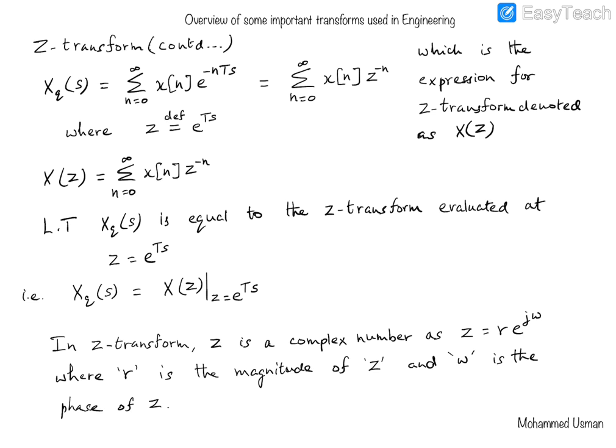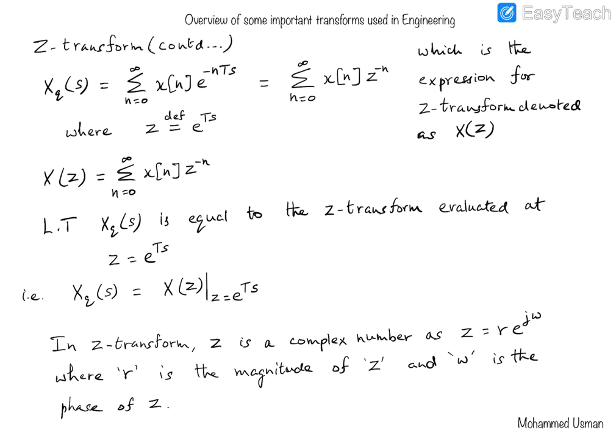So we see that all these transforms are very closely related. And in general, for the Z-transform, the variable z is a complex number defined as R e power j omega, where R is the magnitude of z and omega is the phase of z.